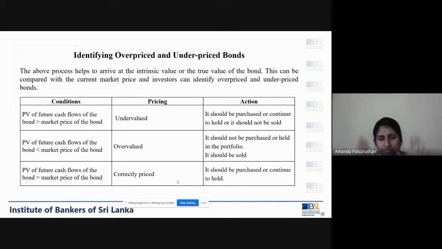Okay. Understand what decision you're going to take from which particular pricing technique. If it's undervalued, your technique or your decision is going to be different. If it's overvalued, your decision is going to be different. What are you going to compare here to find overpriced or underpriced? The intrinsic value of the bond. You will compare it against the market price or the current market price of the bond. Okay.